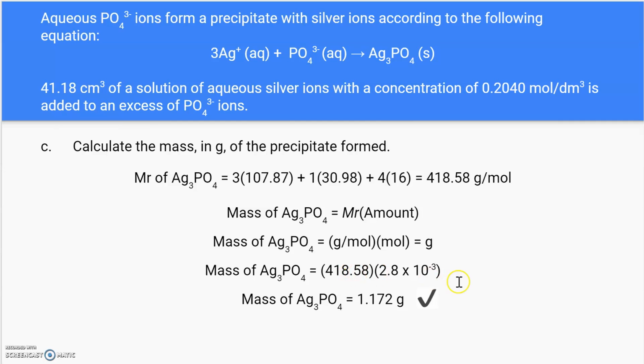We do that, we get that the mass of the precipitate silver phosphate that is formed is 1.172 grams.